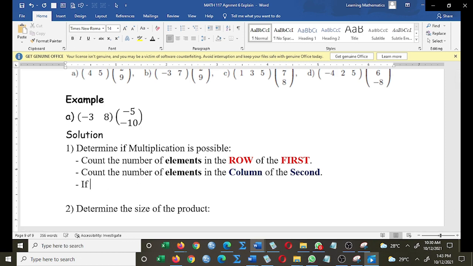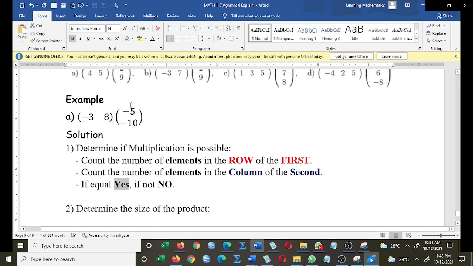Count the elements. If equal, then you compare. If equal, yes. If not, no. Simple as that. So I don't propose to count rows and columns. I'm proposing to count the elements.